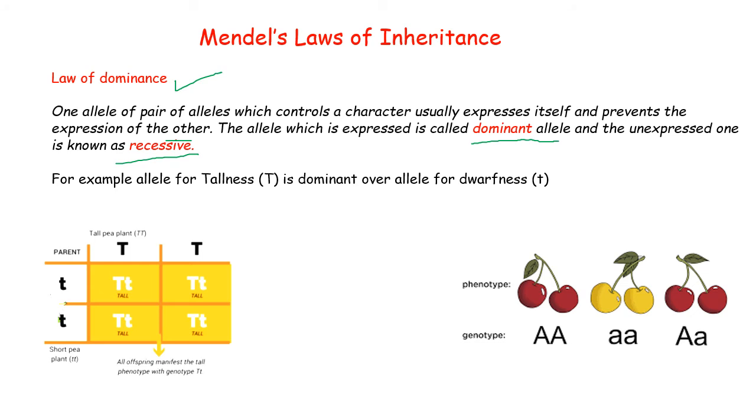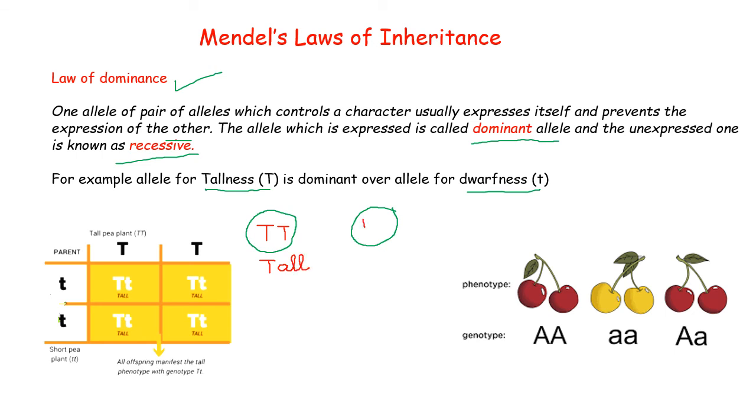I'll make you understand with the help of a simple example. In case of plants, we have an allele T for tallness and allele small t for dwarfness. For example, we have two plants. One plant has capital T and capital T. Because capital T is responsible for tallness, the plant will be tall.